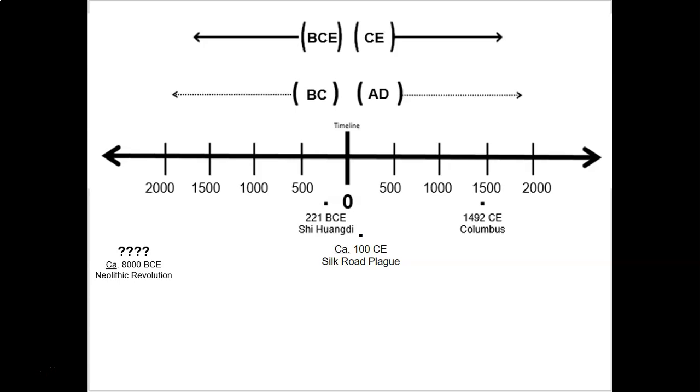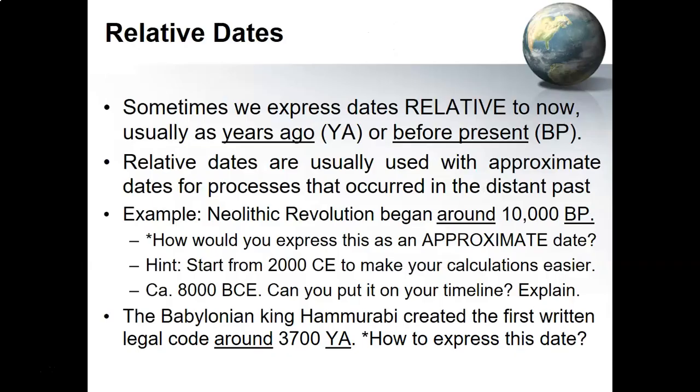8,000 BCE is 4 times as long. Our timeline just doesn't go back that far. So we could express that as a date, but in our particular timeline, we can't even put it on there.